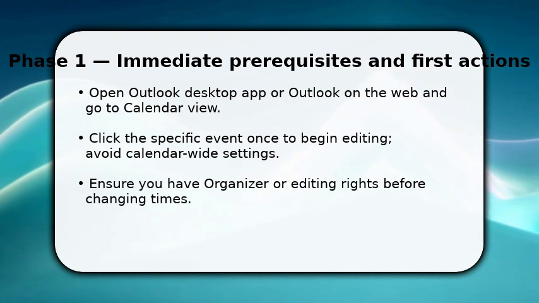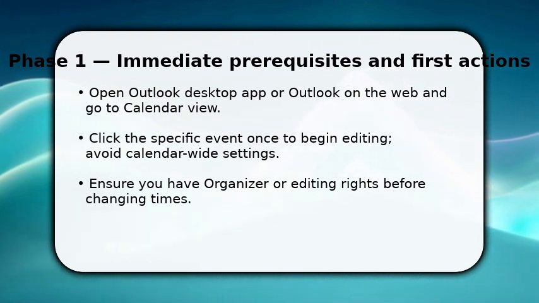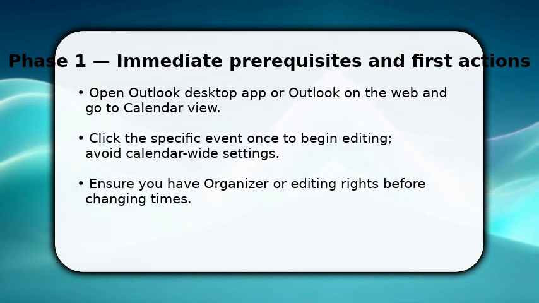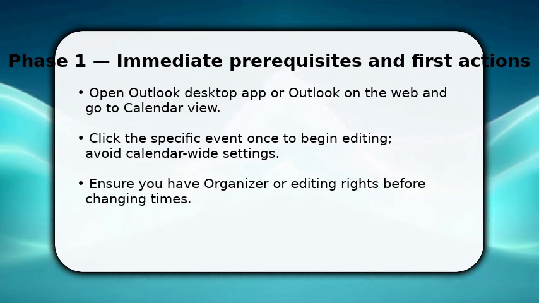If you're on Outlook on the web, choose Edit Event. In Desktop, choose Open Occurrence for recurring items. This gets you into the editable time fields immediately so you can act.